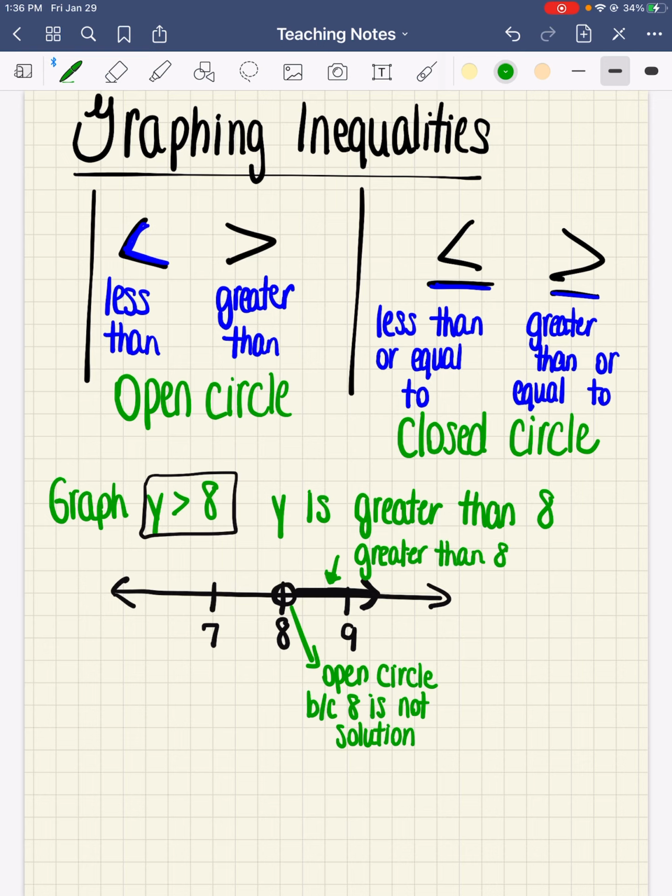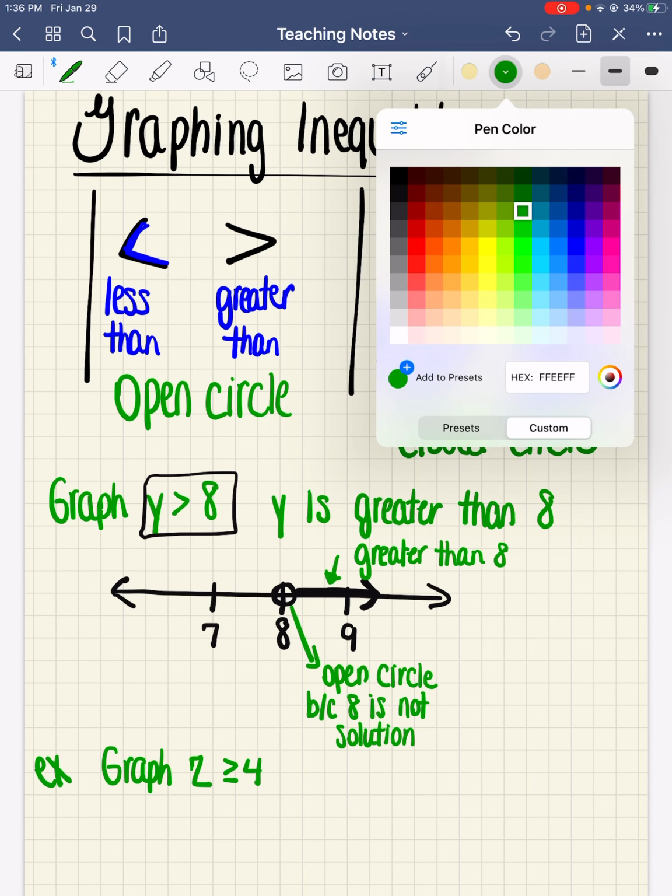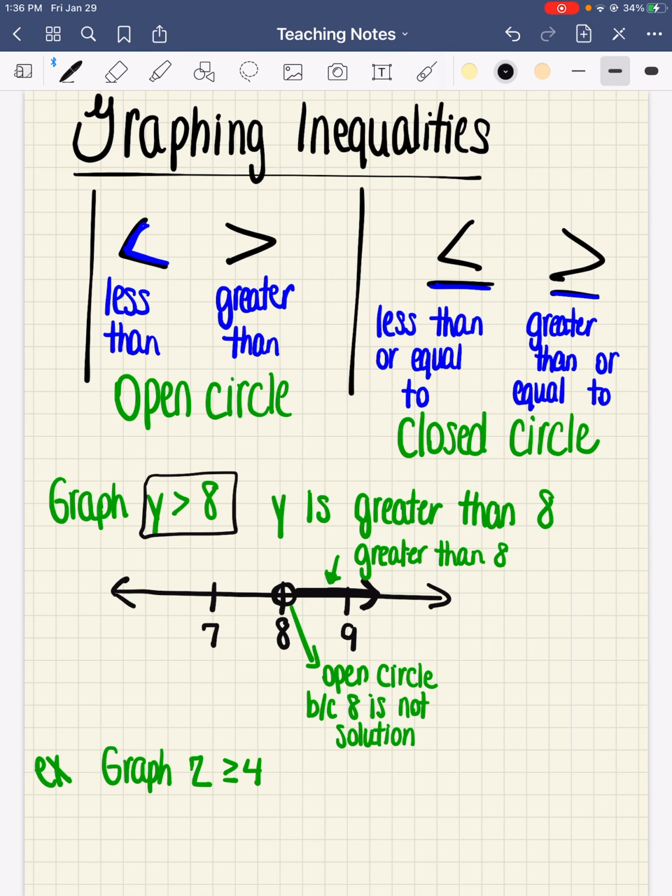All right, so here's another example. Let me try this one on your own. I want you to graph z is greater than or equal to 4. Pause the video and try that.